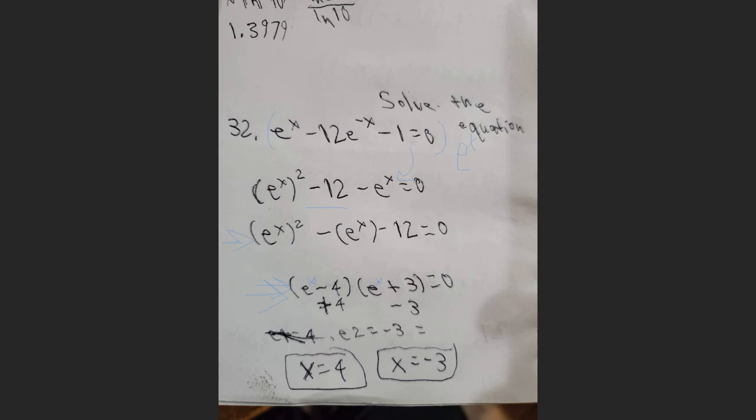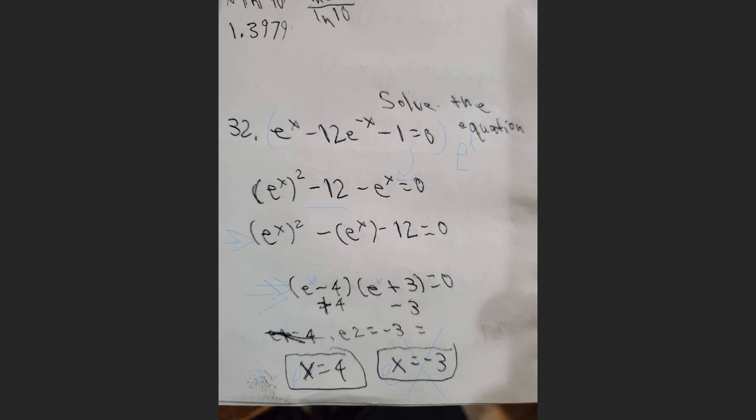Right. So now you solve and get e to the x equals 4, e to the x equals negative 3. Well, e to the x will never be a negative number, so we just reject this one. Now we have e to the x equals 4. How do we solve this? We need to solve for x.